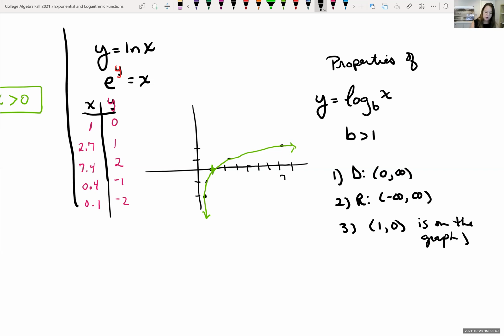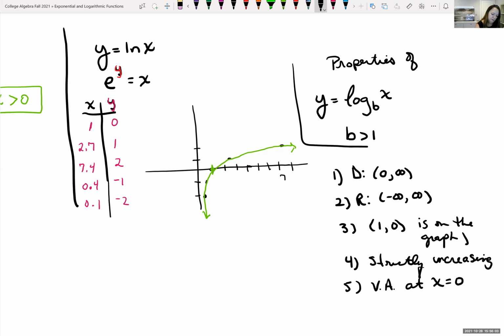Remember, x and y swap. And this is strictly increasing. And we have a vertical asymptote at x equals 0. Okay, so we'll look at graphs of logs a little more, and we'll look at when the base is between 0 and 1. But let's first take a break.